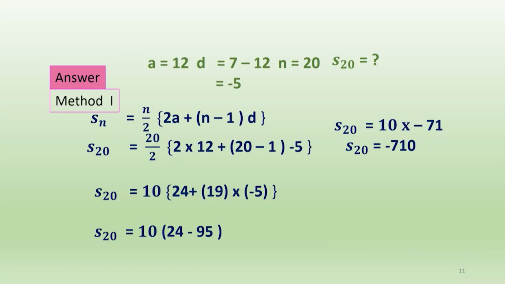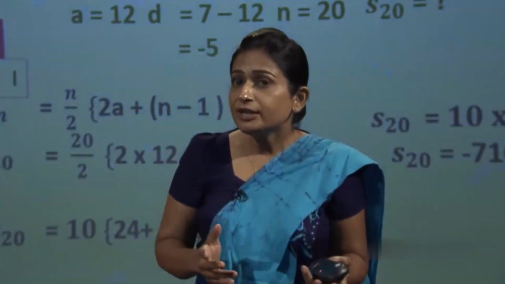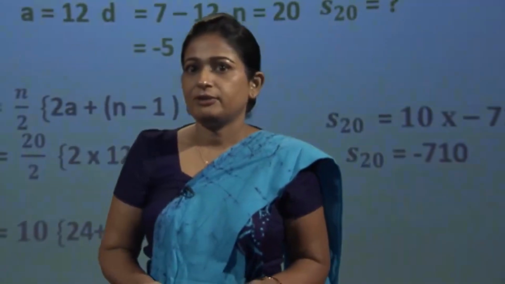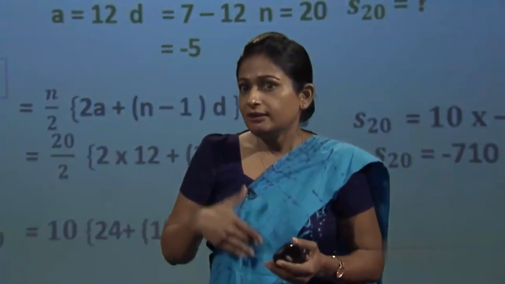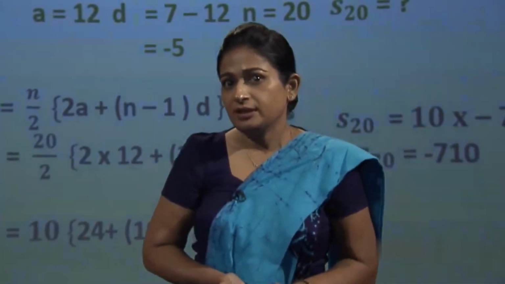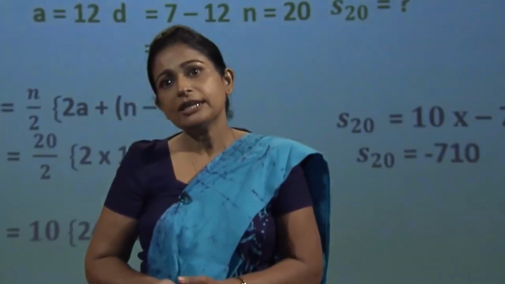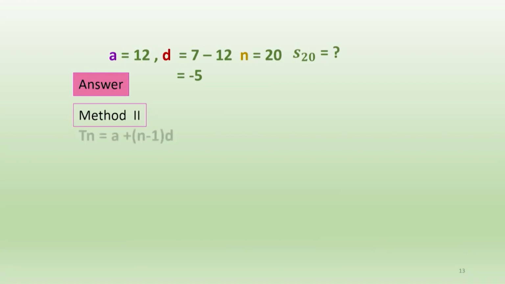Now I am going to do the same sum using another formula because that's a somewhat simpler formula. You like to remember that formula. Okay. Then I am going to do that sum using the next formula. What's that? Sn equals n over 2 times a plus L. Using the second method, here Tn equals a plus n minus 1 d. So to apply the next formula I should know the last term.